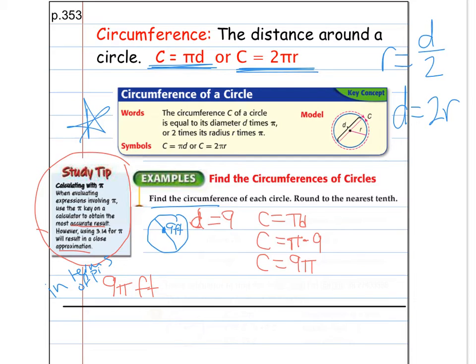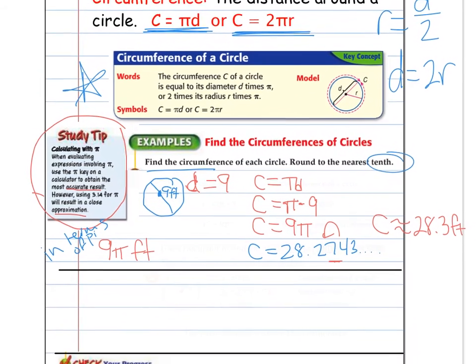Another way is that you plug in pi in your calculator. So I do 9 times pi on my calculator, and I get a circumference of 28.2743, and it's going to go on and on. To the tenths place means I look to my hundredths place, and if it's 5 or more, I round up. So then I'd say my circumference is approximately 28.3 feet. Again, circumference is the distance around. I'm not multiplying units times units, so I don't square units.